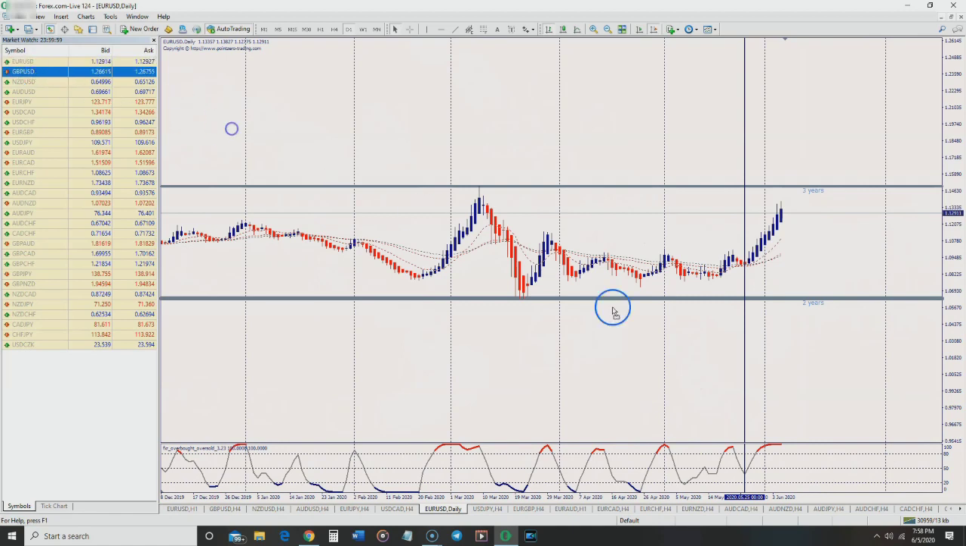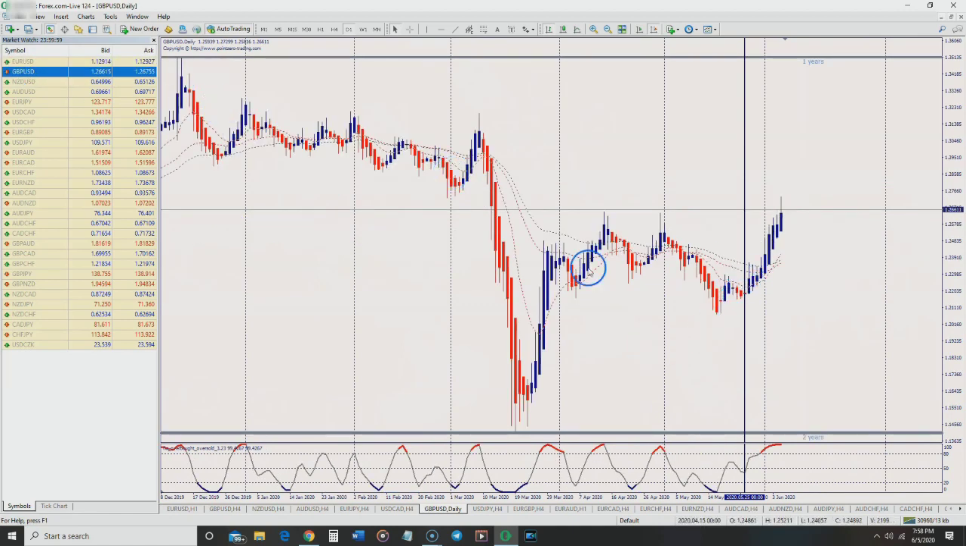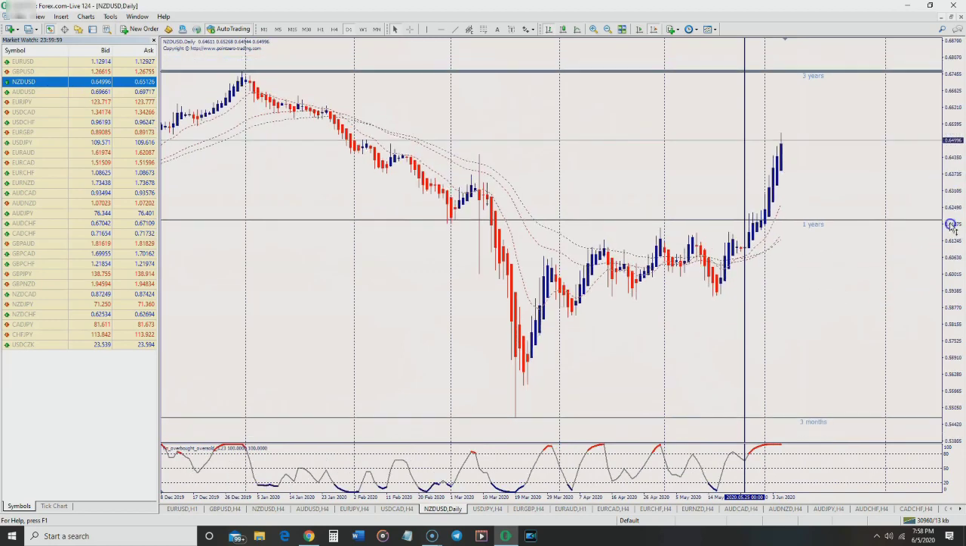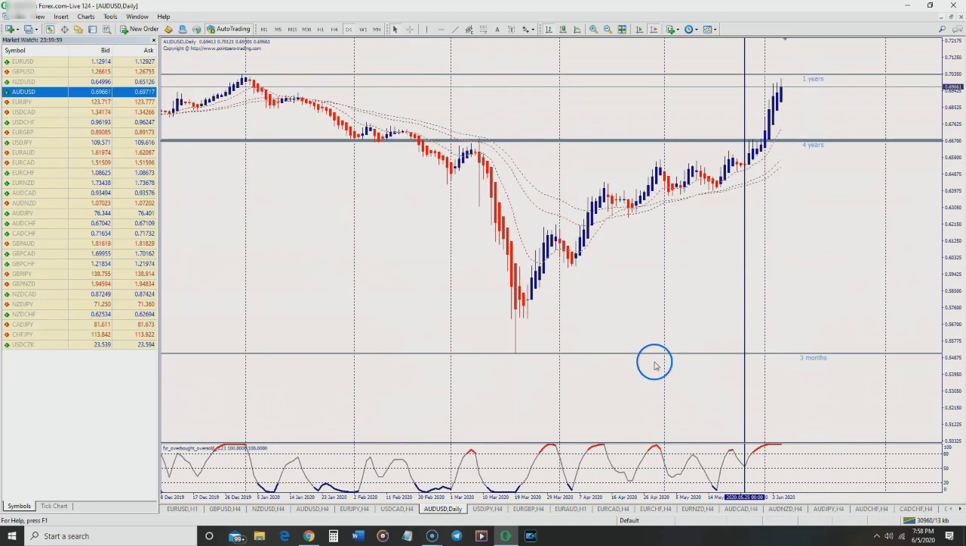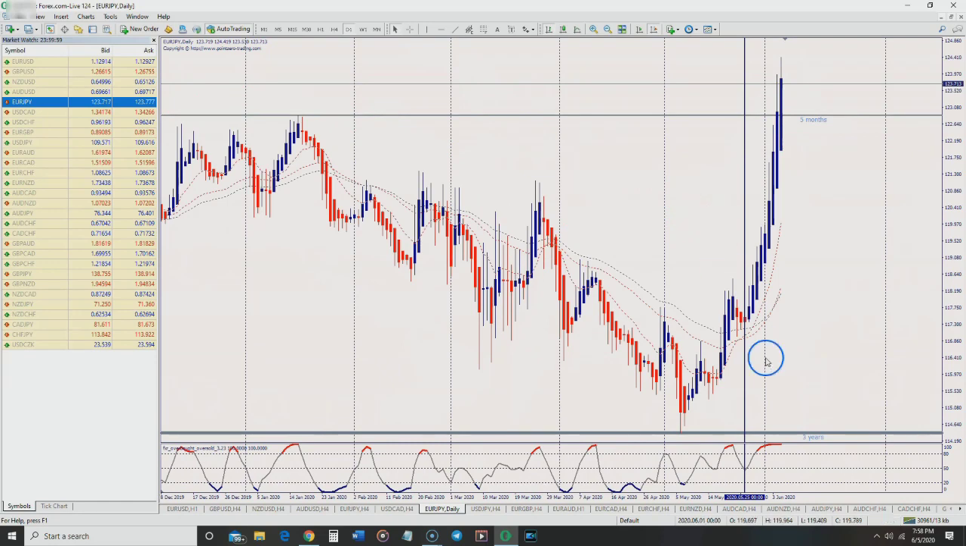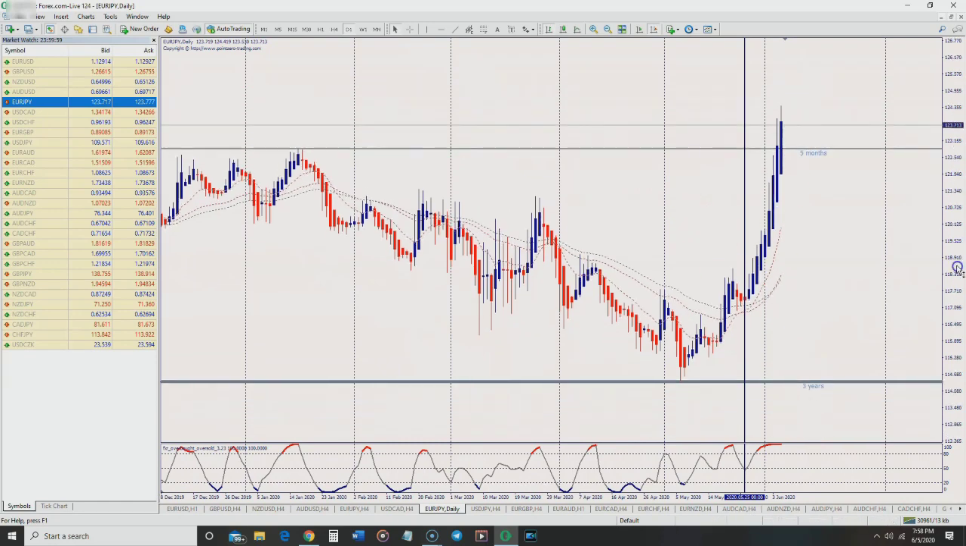First, you have the British Pound USD. You see the Euro USD was going up. Now you see the pound is going the same exact way. It's going up. The NZD USD, the New Zealand dollar USD, it trades the same direction. Then you have the AUD USD. It's also going up in the same direction, as well as the Euro JPY. It also correlates with these pairs.